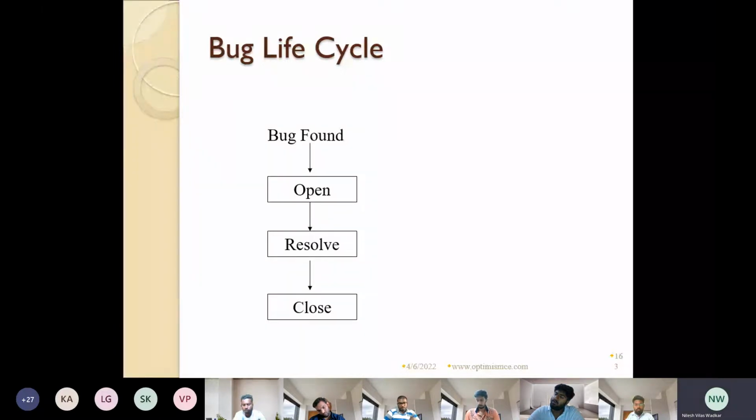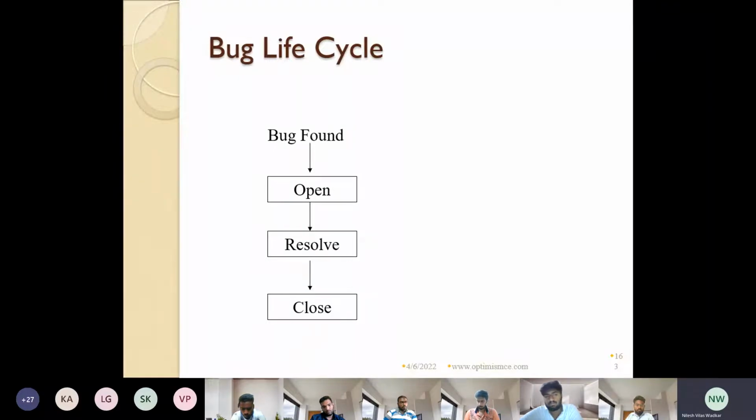Okay, see how simple the life cycle is. The bug is found by the testers, which is in the new state. Then it is assigned to the developers. Developers open that bug and try to resolve it. Once it gets resolved, it is assigned to the testers again.